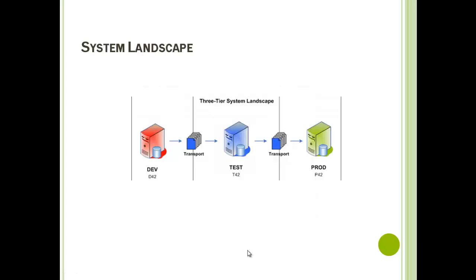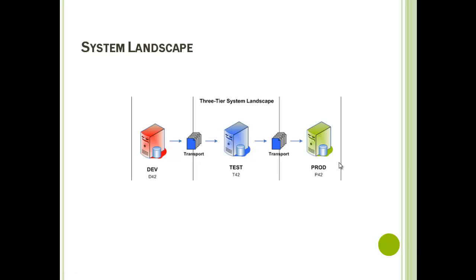Next one is system landscape. In a typical scenario, this will be your system landscape: a three-system or three-tier landscape. You will have one development system, one test system, one production system. Whatever authorization changes you make, creating or updating roles, you do in the development system. Then you create a transport request and send it to the test system, where you do the testing and commissioning. Once you finish testing and confirm, it will be transported to the productive system.